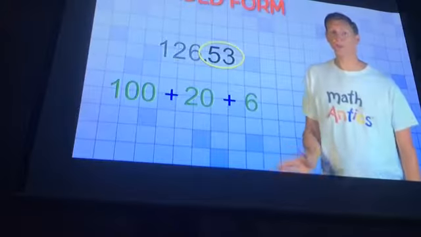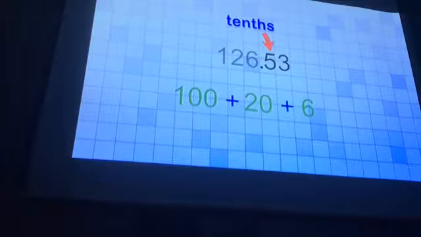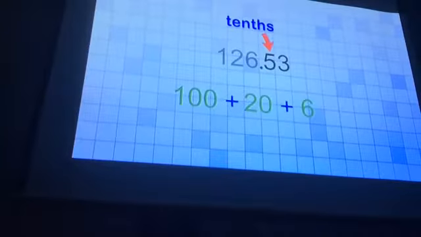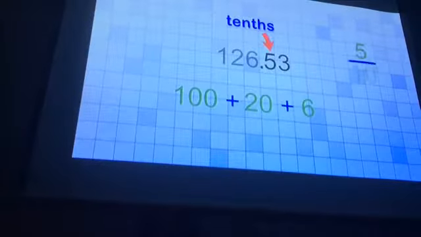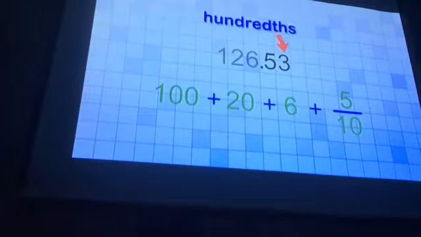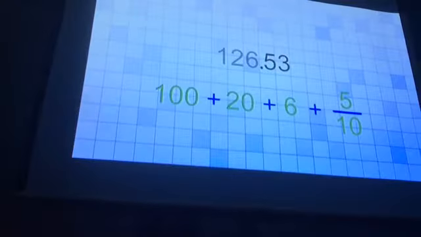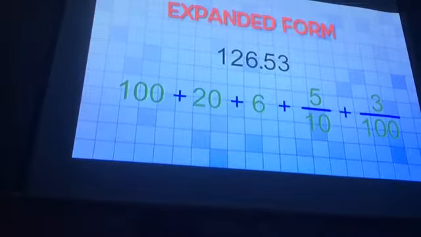To add the fractions represented by the decimal digits, too. Since there's a 5 in the tenths place, that stands for 5/10. So we need to add the fraction 5 over 10 to our expanded form. But we also have the digit 3 in the hundredths place, which stands for 3/100. So we also need to add the fraction 3 over 100 to our expanded form.